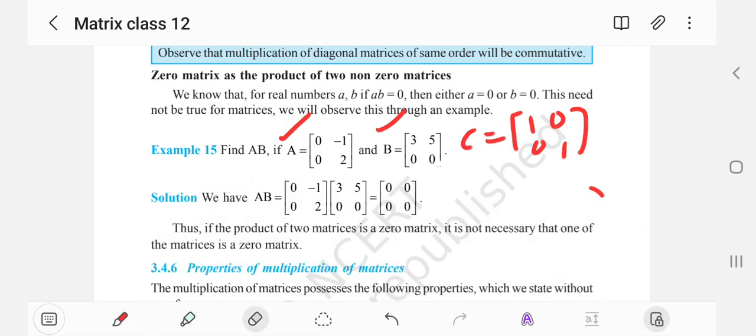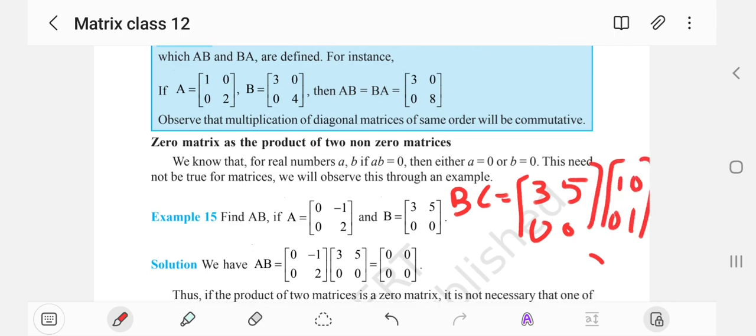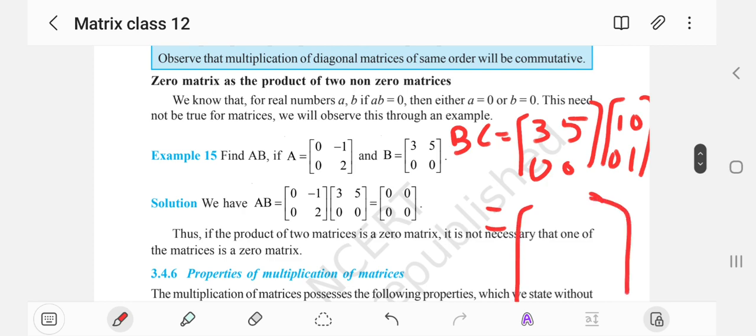Now if I multiply BC and then multiply with A, let's see what happens. First I am multiplying B and C. So this is the B matrix and this is the C matrix. How will we multiply? We will multiply this row with this column, then this row with this column, then we will move to this row and this column, this row and this column. As I explained in the last video, we will multiply in this manner. After multiplication, what do I get? I get 3 5 0 0. You can cross check by yourself. So this is my BC.